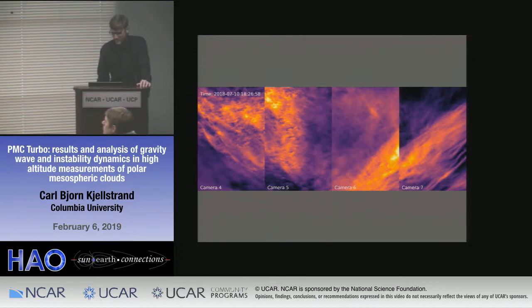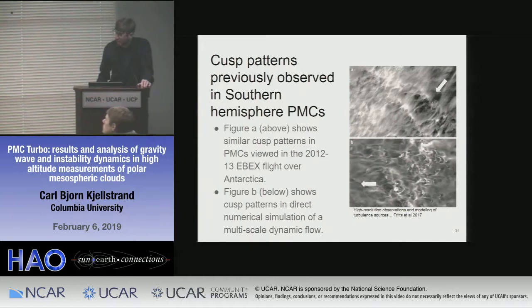We're also particularly interested in this because this is not the first time we've seen this. We also observed very similar features in the EBEX flight. So if you see in figure A, the top figure, that's an image from EBEX showing the cusp structures. Image B is the result from a numerical simulation of a multi-scale dynamic flow, and it's showing what happens when, in that simulation, you create a wave that breaks. So we're also investigating this herringbone, vortex ring and cusp structure.